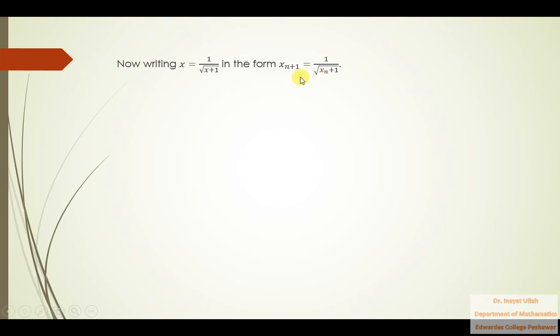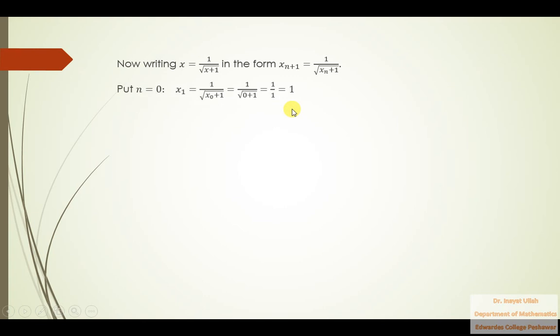We have just studied that. We will be writing this function in this form. What does it mean? We need to replace x by xn on the right hand side and x by xn plus 1 on the left hand side, and the last step is we need to put n is equal to 0 in this equation, n is equal to 1, n is equal to 2, n is equal to 3, and so on.